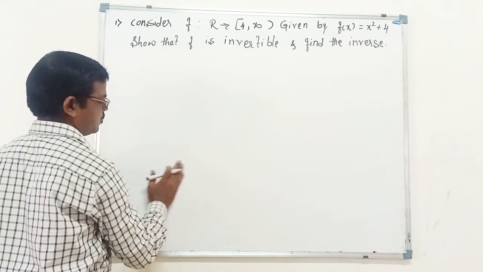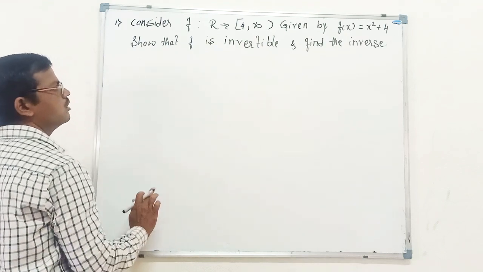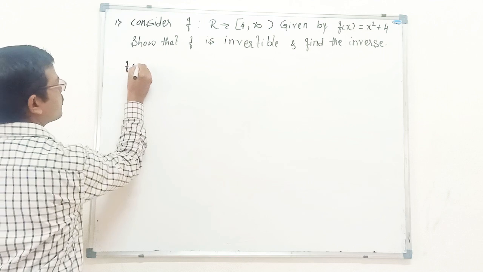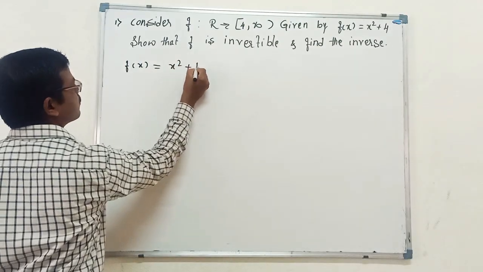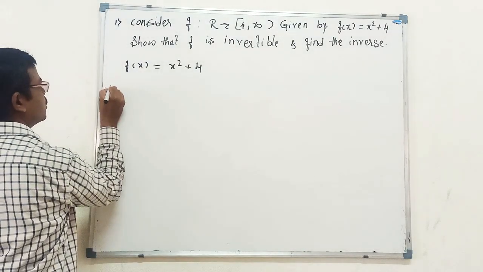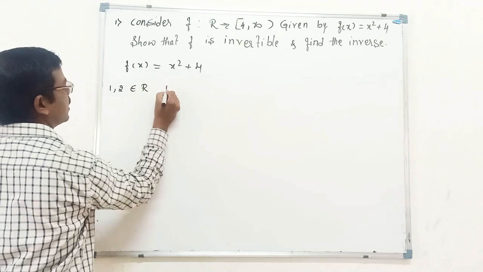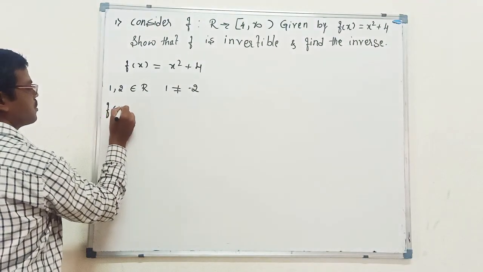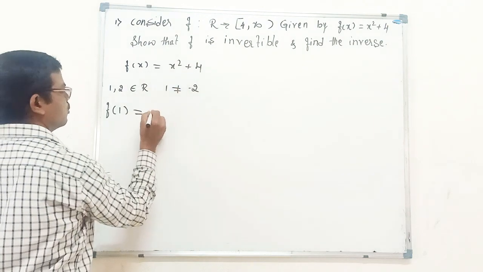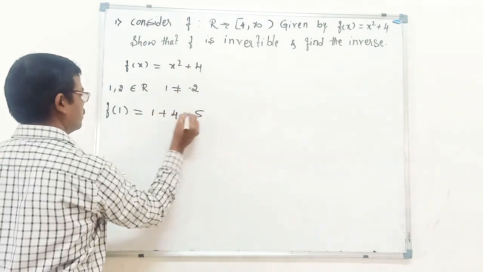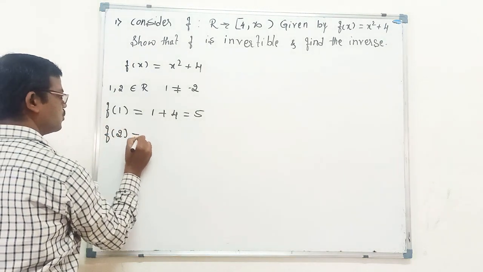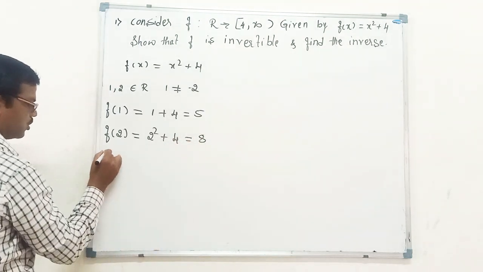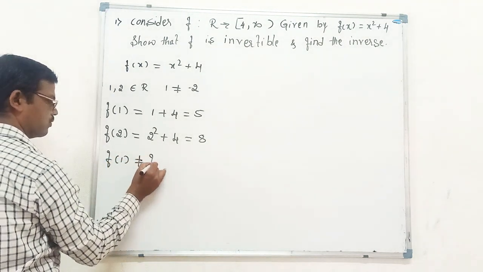So let me do that, show that it is first invertible. For showing invertible, we have to show the given function is one-one and onto. So the given function f is f of x equal to x square plus 4. Let us consider real numbers x1, x2 belongs to R, and x1 is not equal to x2. Let me find out their images. F of 1 is equal to 1 square plus 4, that is equal to 5. F of 2 is 2 square plus 4, 4 plus 4, 8. So F of 1 is not equal to F of 2.